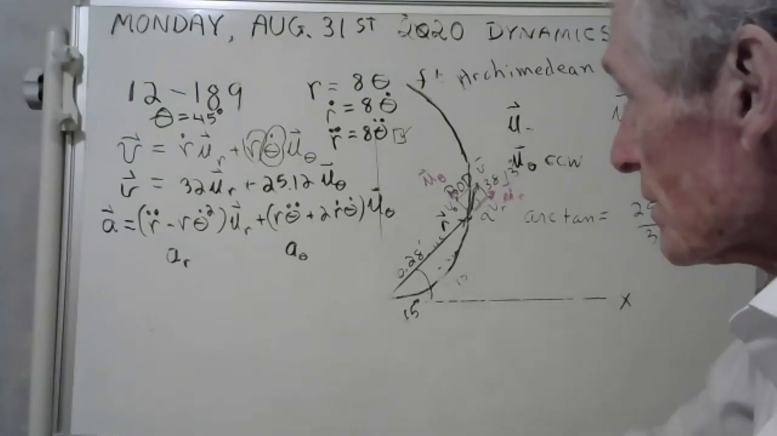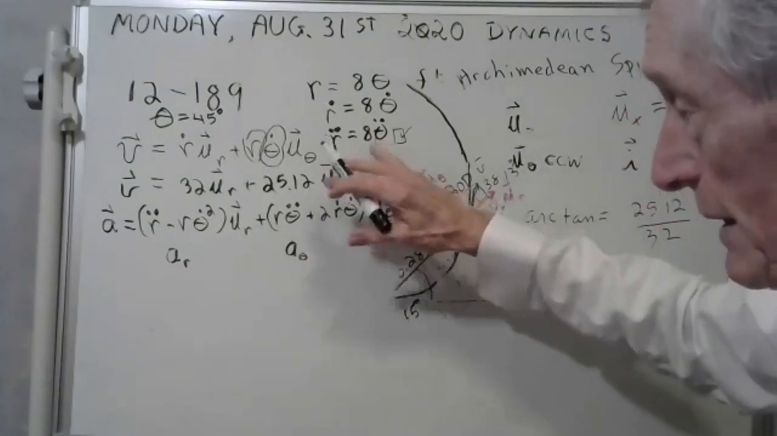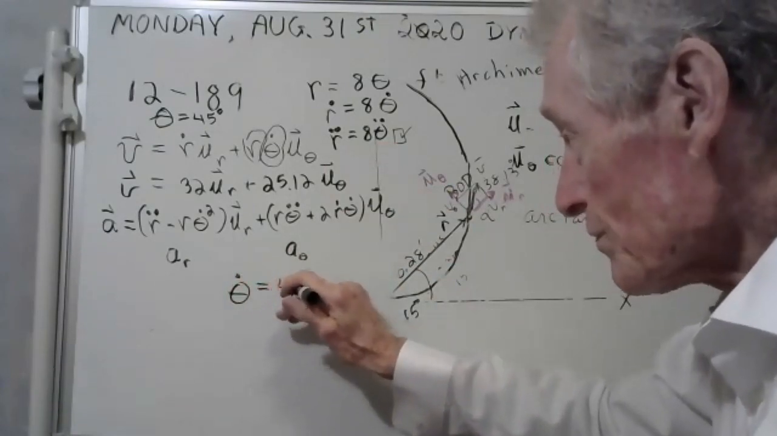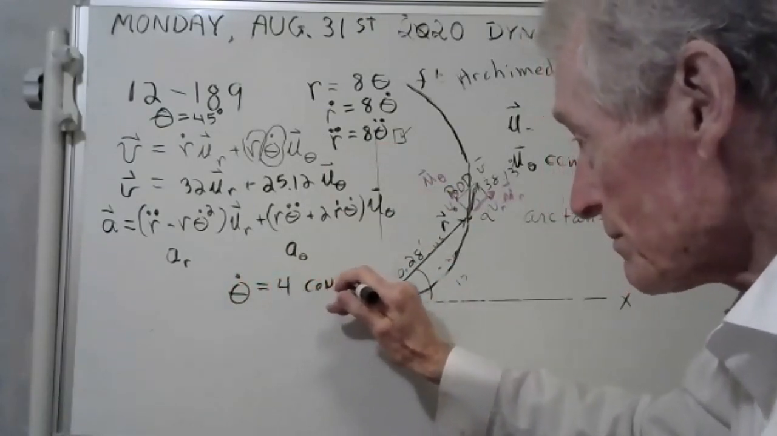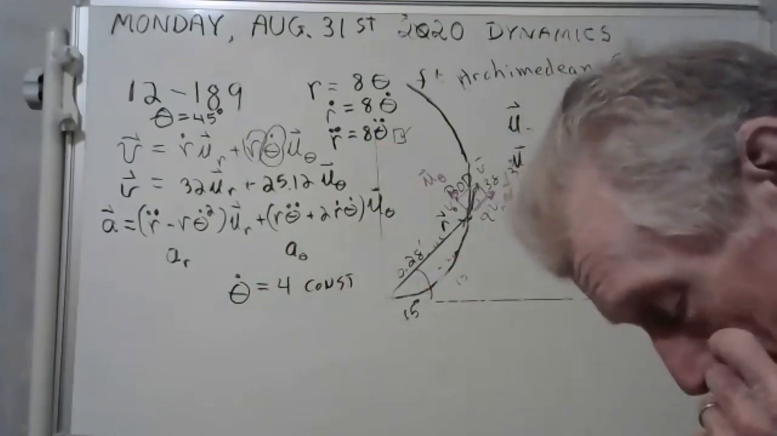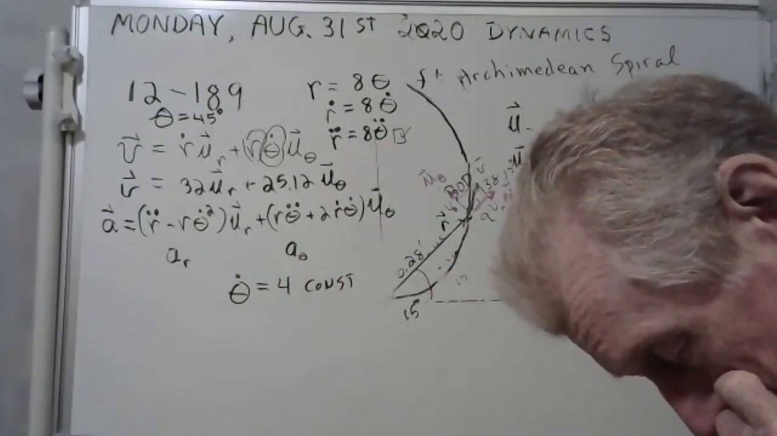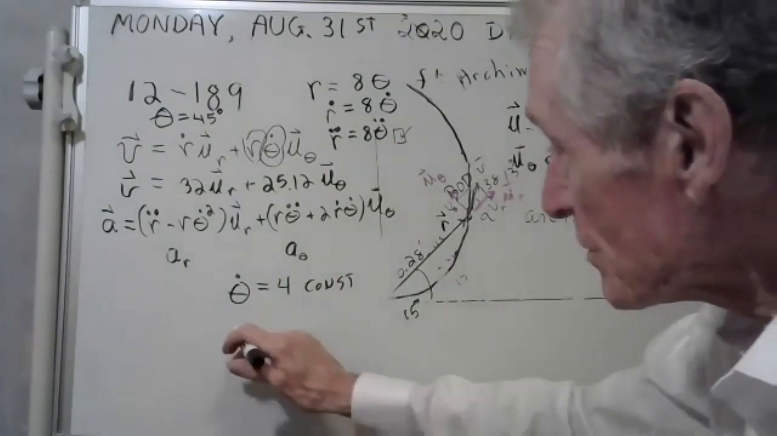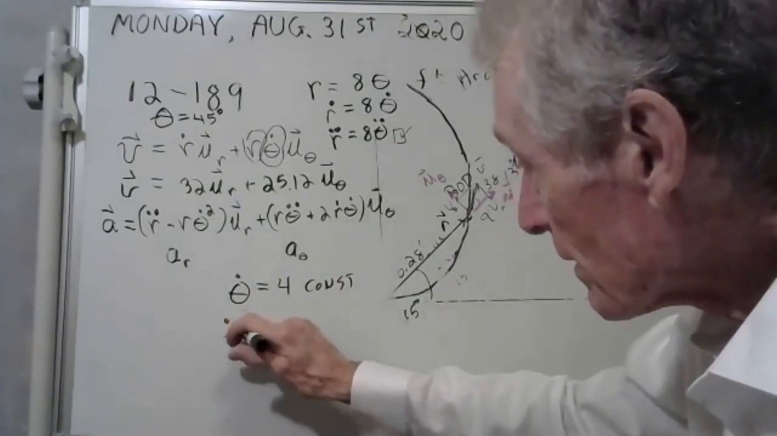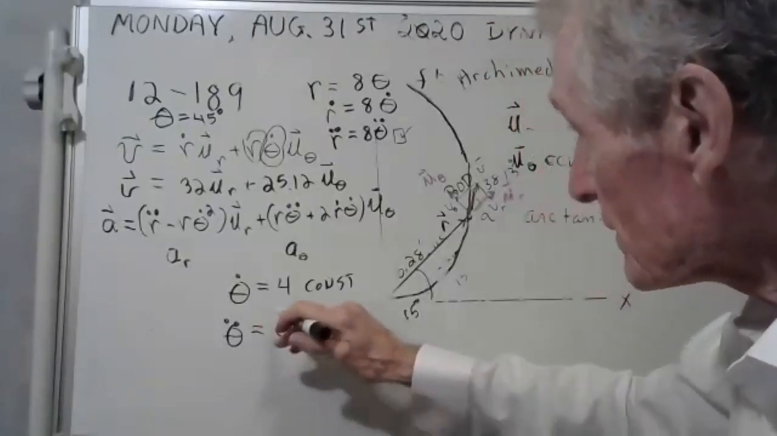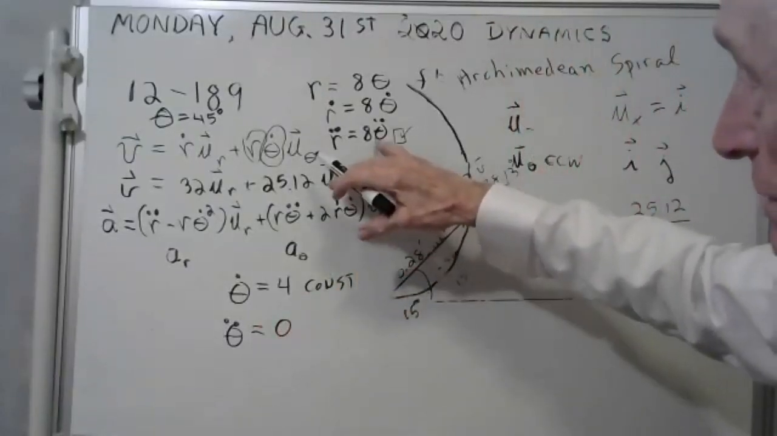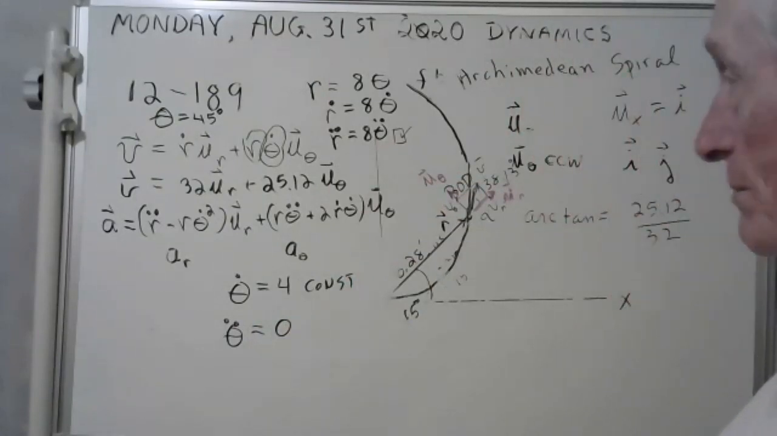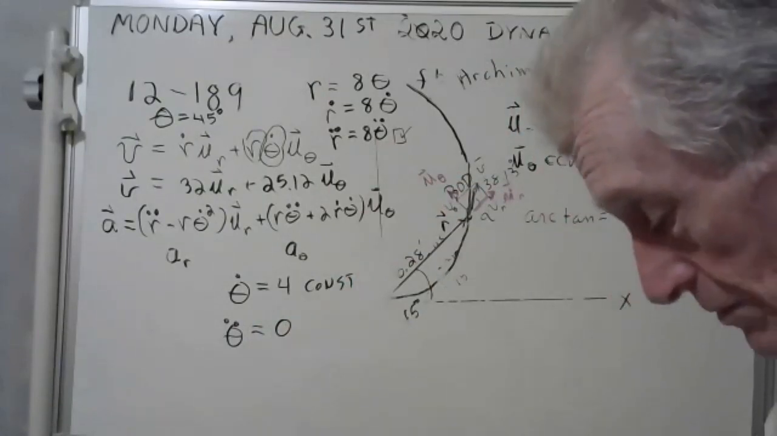Well, what is theta double dot? They said that theta dot was 4 and it's a constant. Read it. Theta dot is 4, a constant. That's what they said. So what will theta double dot be? Well, it's 0 because the derivative of a constant is 0. So we're off and running. Here we go.